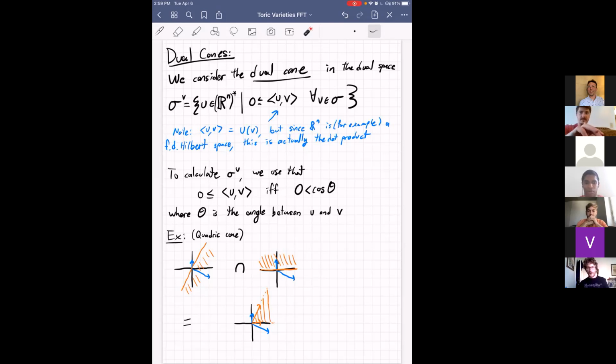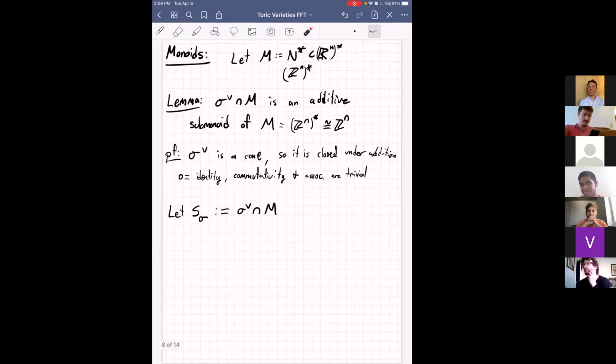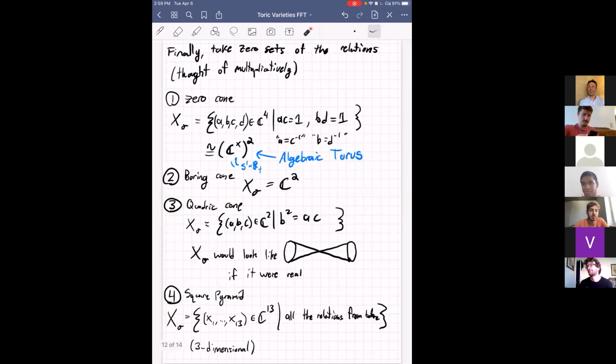So is the variety that you get from this always irreducible, or is that too much to hope for? Don't know off the top of my head. It might be. There are properties of the cone that can detect whether the variety is proper or projective or something like that. I only did the affine case here, but yeah, I'm not sure. All of these examples I think are irreducible.